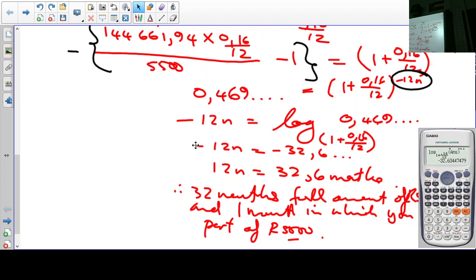Sometimes they would ask you to work out the final payment. Then you're going to work out the balance of the loan at 32 months. Then it draws an interest for 1 month using the compound formula. For 1 month, and then that would be your final payment at the 33rd month.